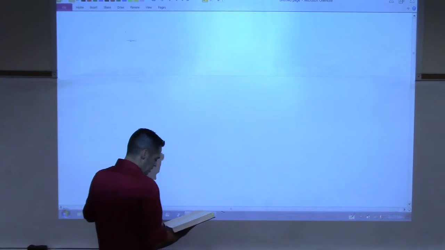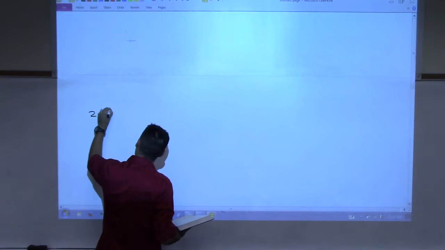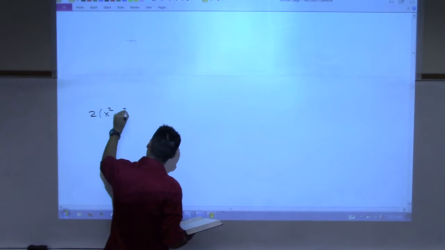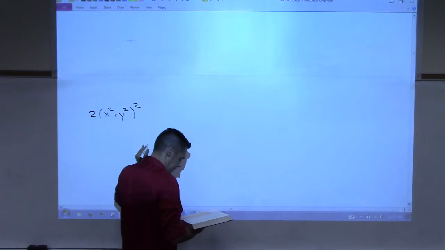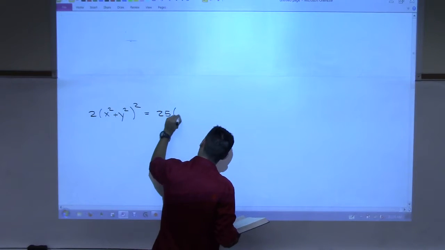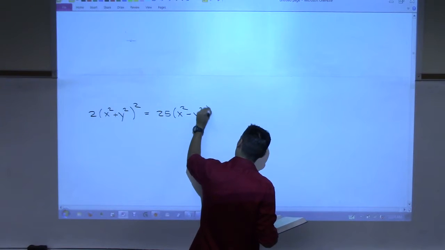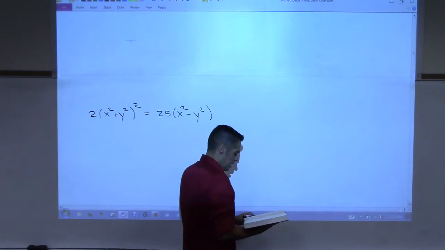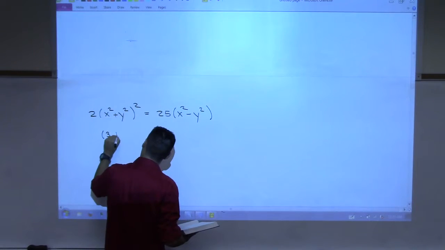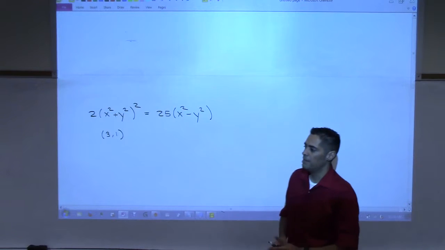Okay? So here's what I'm going to do. I'm going to put 2 times (x squared plus y squared) squared equals 25 times (x squared minus y squared). All right? And the point that I'm going to give you is the point (3, 1). And it's the same instructions. Find the equation of the tangent line, right?